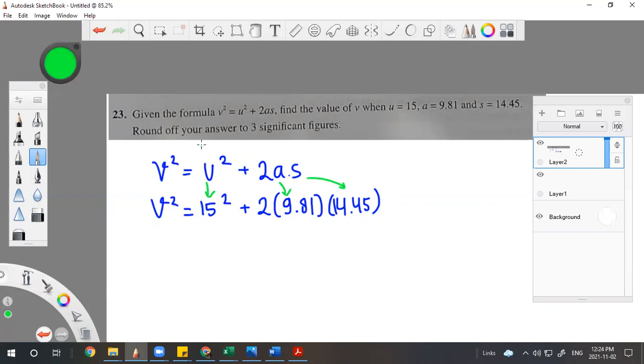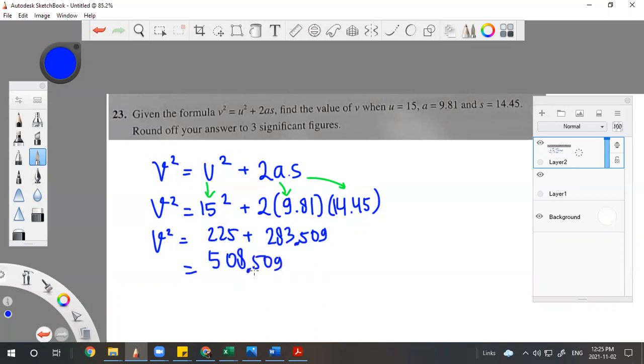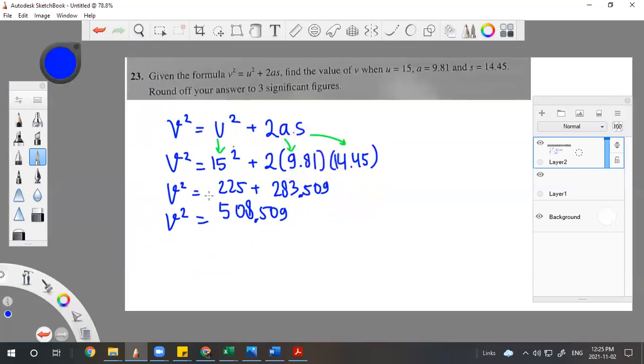Okay, use your calculator because you have to round to 3 significant figures. So, tinggal di substitute, 15 squared is 225. Ini everything is multiplied ya. 2 times 9.81 times 14.45 is 283.509. And if you add all the numbers, the answer will be 508.509. Point ya, ini bukan thousand ya. Ingat ini Western. So, how do you calculate the v?